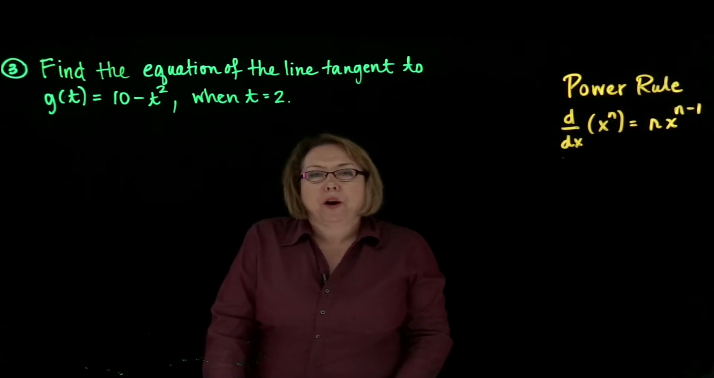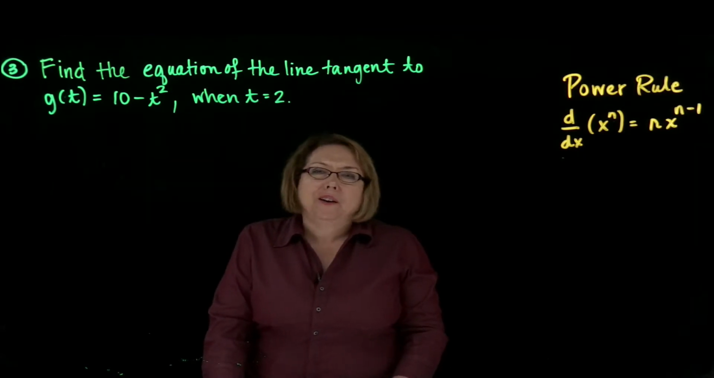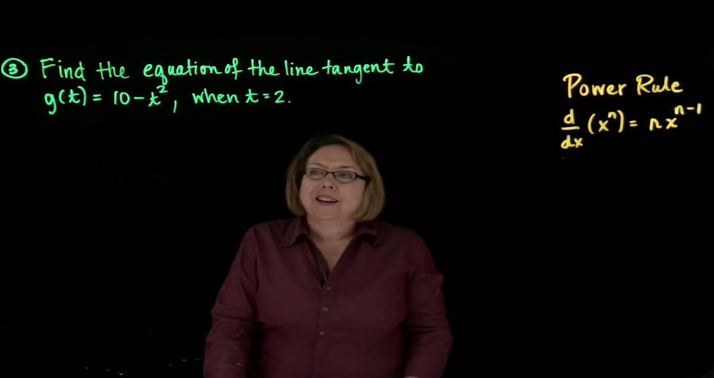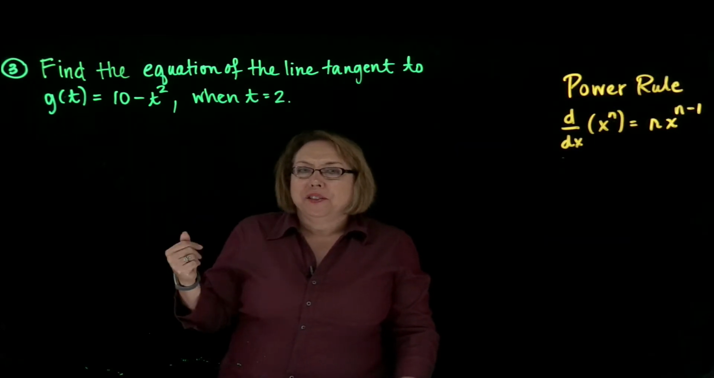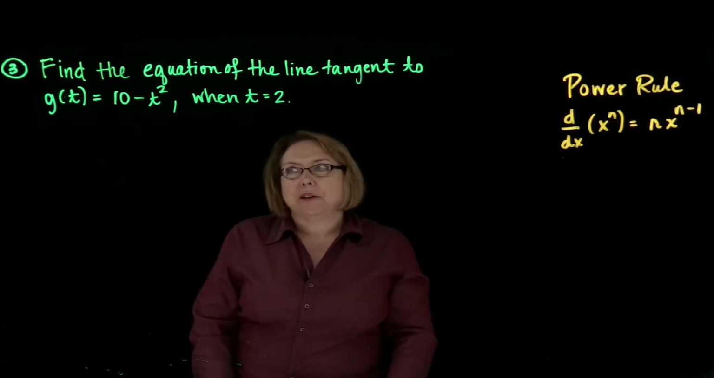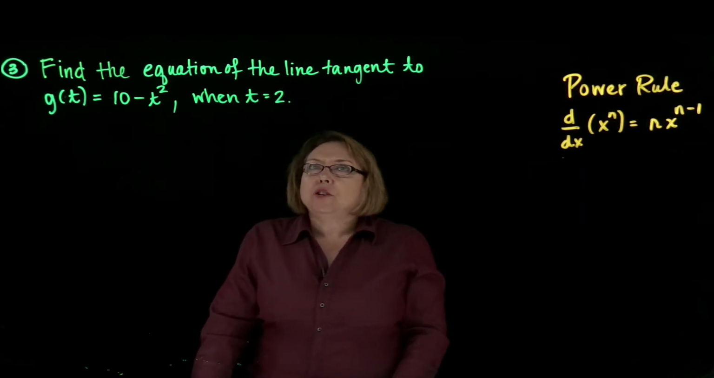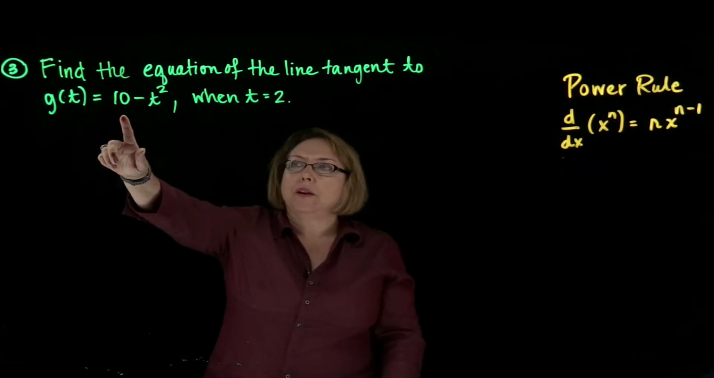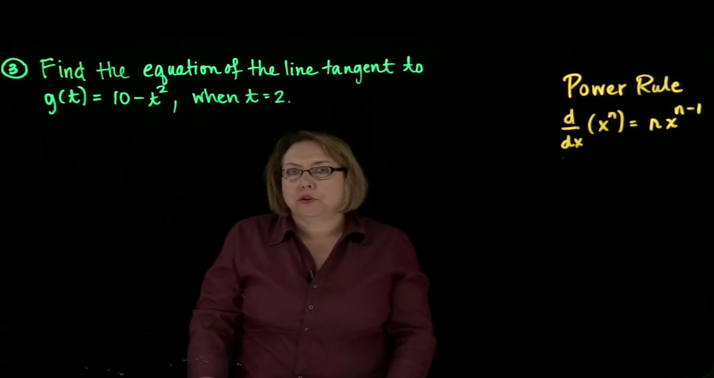We're going to now work a problem that's a little bit different than what we've been doing, which has been just to find the derivative of the function. It's going to look different, this problem, but we're going to be doing the same thing along with something a little extra. So we want to find the equation of the line tangent to g of t equals 10 minus t squared, where t equals 2.